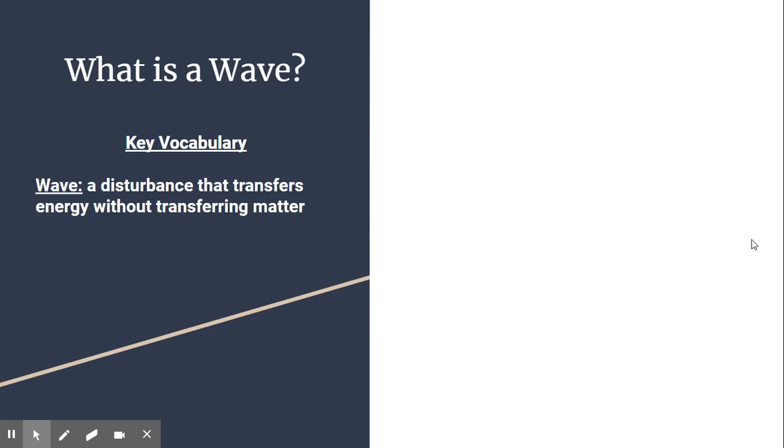A wave is a disturbance and it transfers energy, but it does not transfer the matter. We'll come back to that idea of not transferring matter here in just a little bit. But first, let's focus on that transfer of energy.